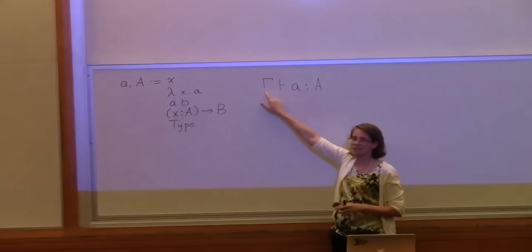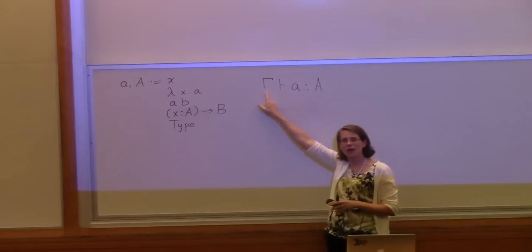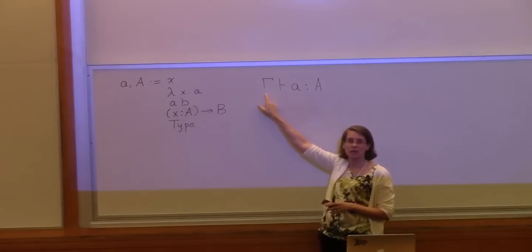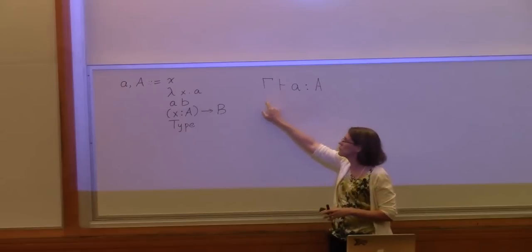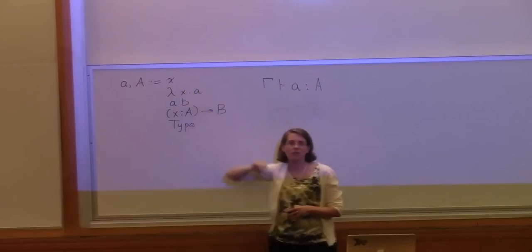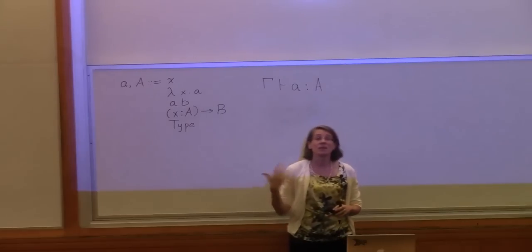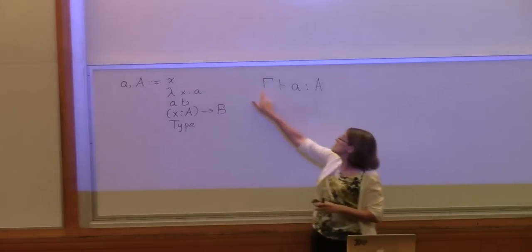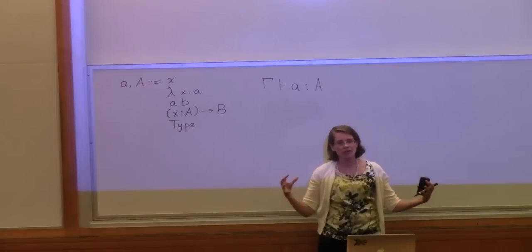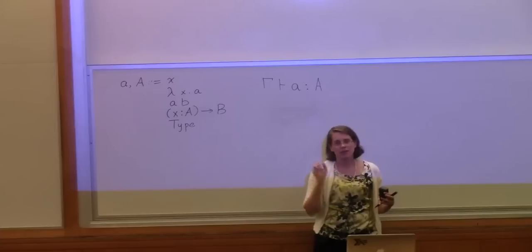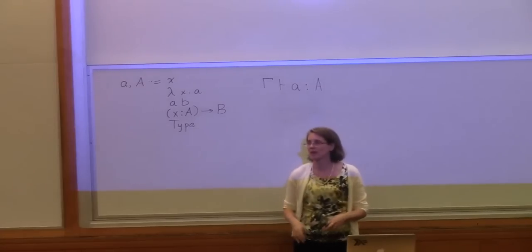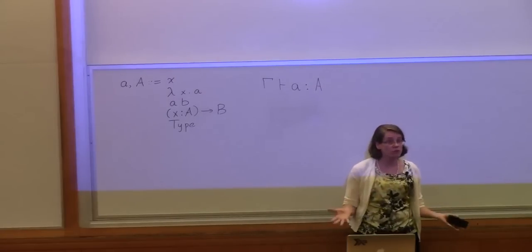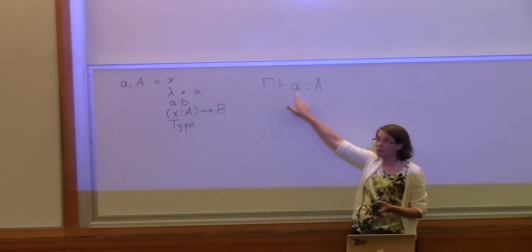Now this gamma, what's this gamma? This gamma is around to record our assumptions that we can use while we're type checking. When we have variables, we need to know what their types are, and gamma is going to keep track of that. Gamma is just going to be an ordered list of this variable has this type, that variable has that type. It could be empty if there are no free variables in our program.